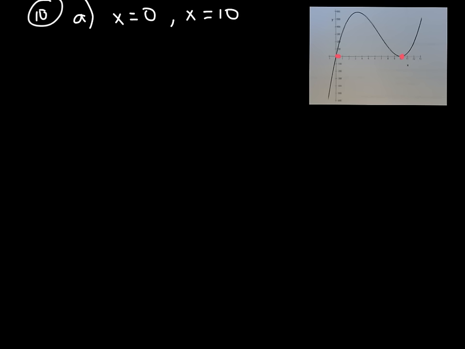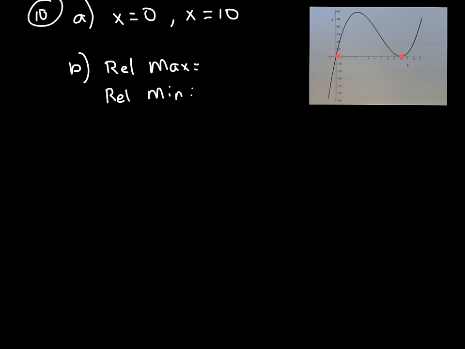Okay, letter B wants us to find the relative maximum and the relative minimum. Now, keep in mind, if they said relative maximum value and relative minimum value, we would just be looking for the y values. But because it says relative max and relative min, they're looking for you to write them as coordinates.